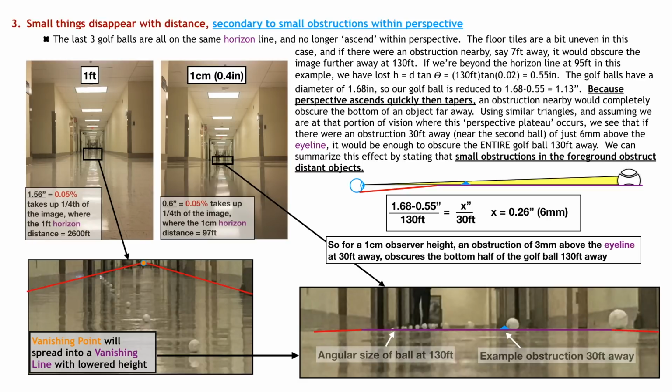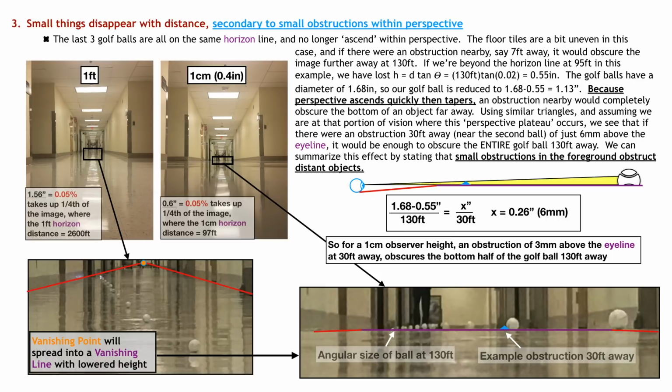And so we calculated that for the amount of the golf ball that would be missing at 130 feet, just from diffraction, we would get 0.55 inches of loss, and that would give us a golf ball roughly 1.13 inches tall. And that's why I've cut off the bottom of the golf ball in the diagram. So that's what we're looking at.